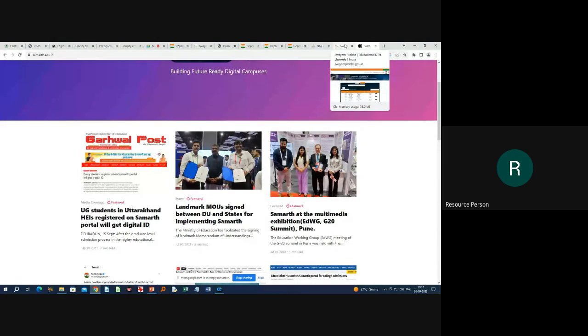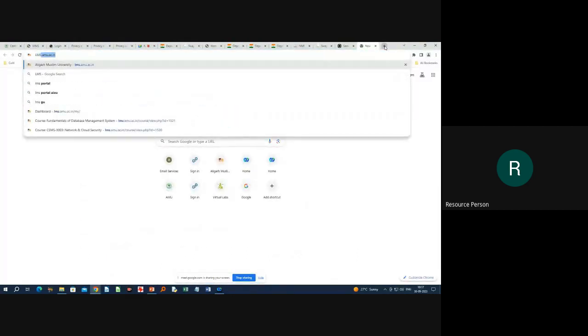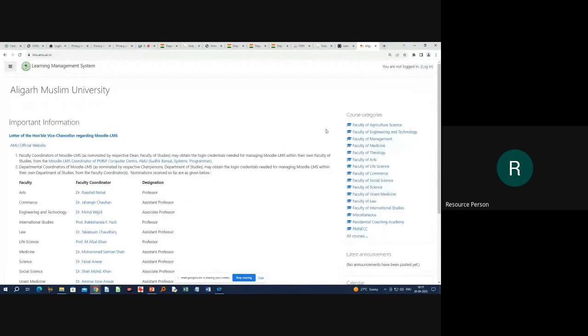Now, with this, I also want to show you one LMS that we have implemented in our university. We spoke about a one-stop solution, right? So we have an LMS. This LMS is actually Moodle LMS.